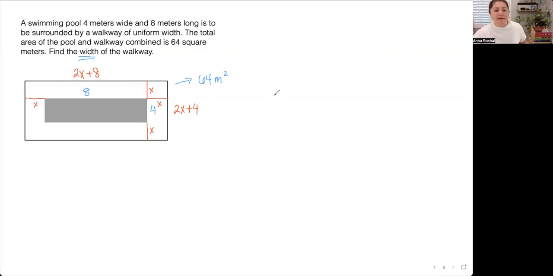So now when I look at area, because they tell me the area of the pool is 64 meters, I'm going to look at 2X plus 8 and 2X plus 4. And that whole thing is going to give me 64. Now this should look familiar because this is what gives us our initial piece of a quadratic formula. Let's go ahead and let's FOIL this out.